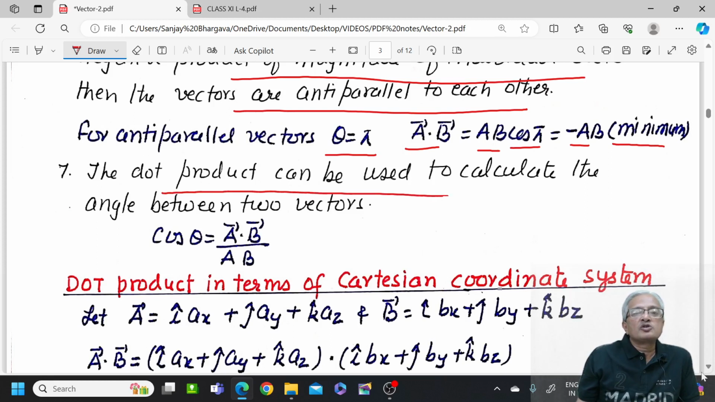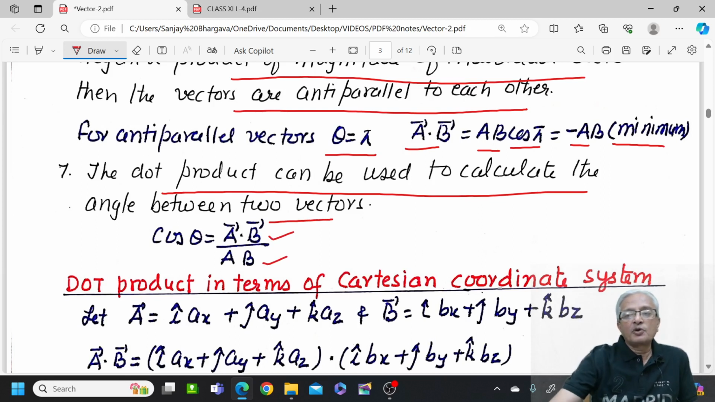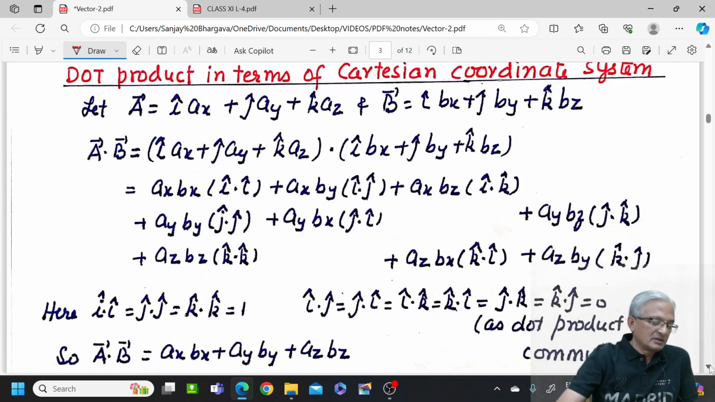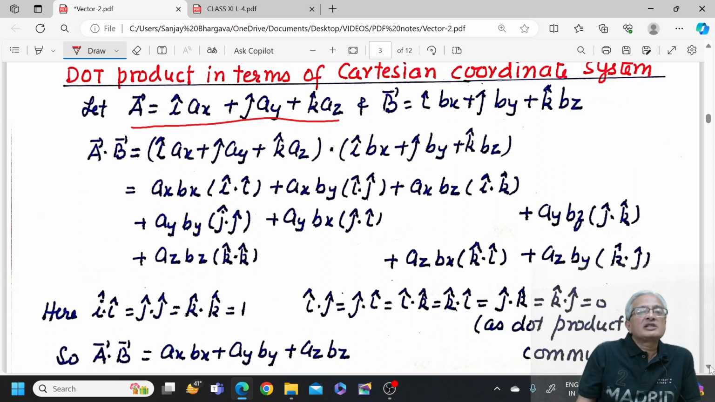The dot product can also be used to calculate the angle between the two vectors. Cos theta is A dot B upon A into B. So the dot product can be utilized to calculate the angle between the two vectors. Now let us learn how to calculate the dot product in terms of the Cartesian coordinate system. For that, I assume A vector as i ax plus j ay plus k az, and B vector as i bx plus j by plus k bz.